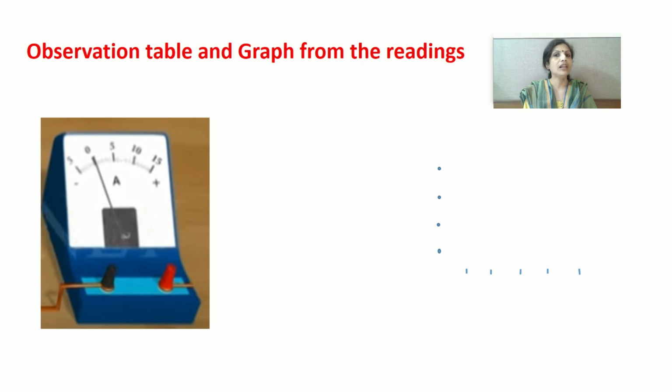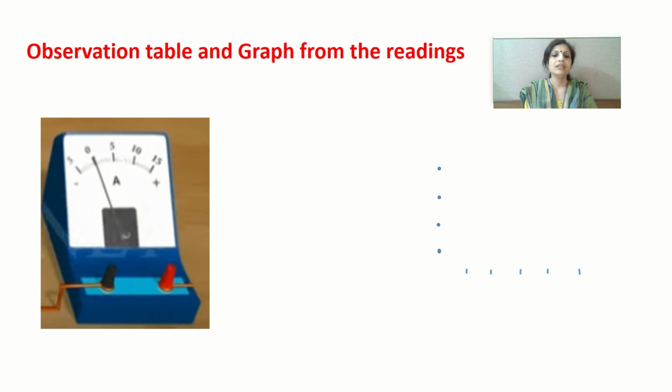During that time it will correct us that your connections are not proper. So this ammeter we have used, you will see that between 0 to 5 there are 10 lines. So every line has the value 0.2.